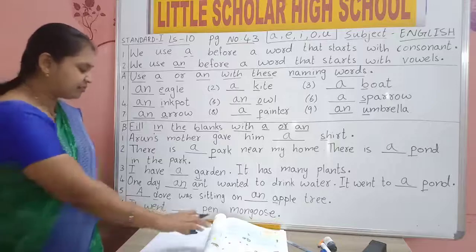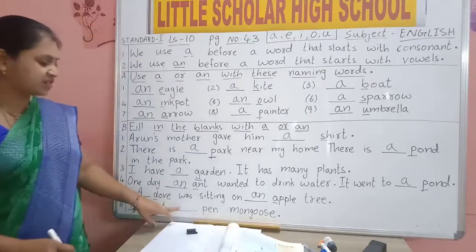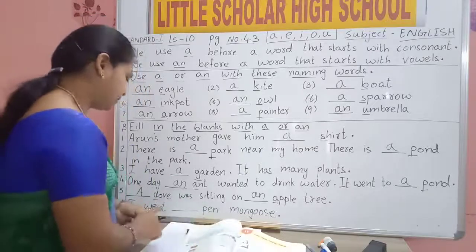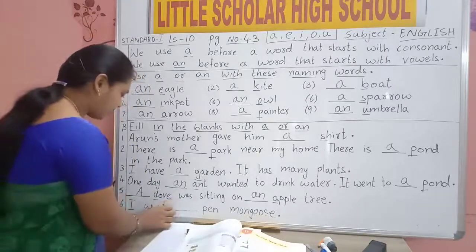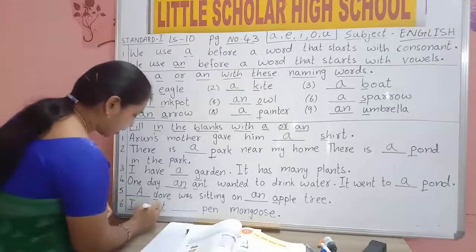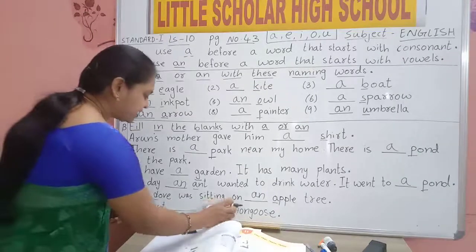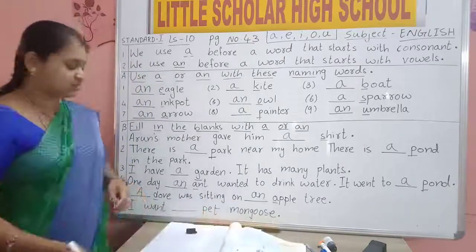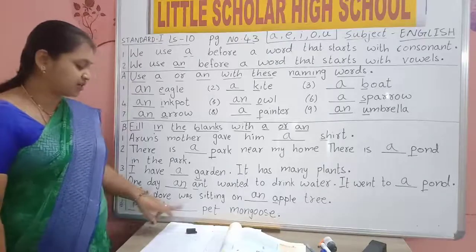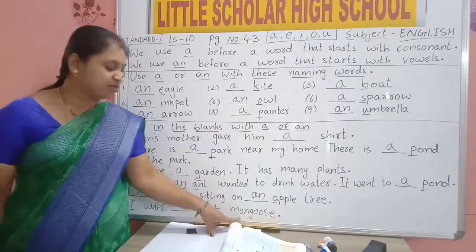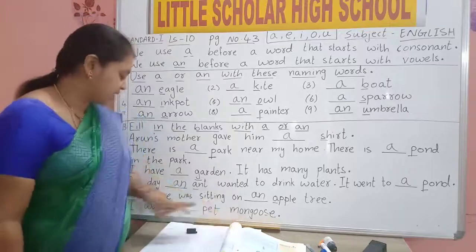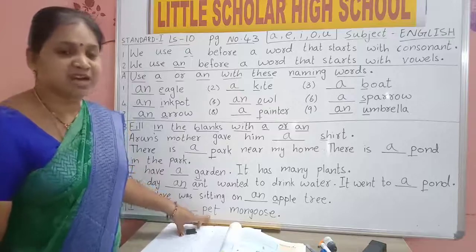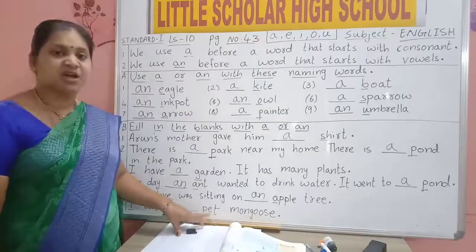Next, I, W-A-N-T, want, dash, P-E-T, pet, M-O-N-G-O-O-S-E, mongoose. I want dash pet. After dash, which word do you have? P-E-T, pet. What is the first letter? P.